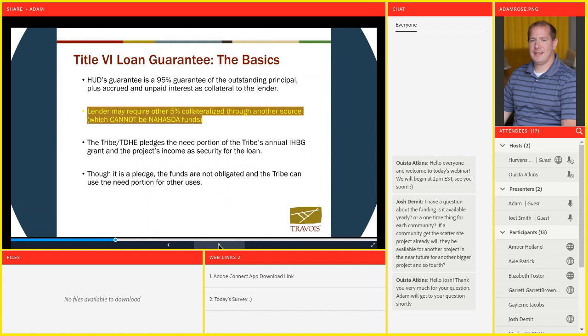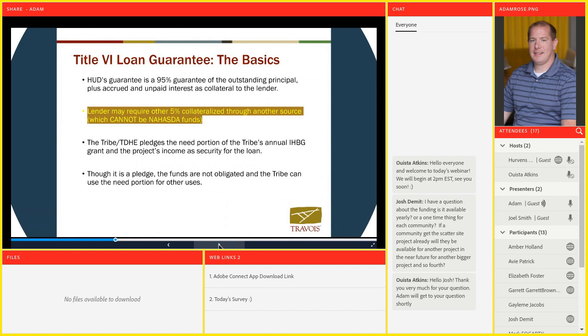Exactly. My point is that if every tribe went to try to get a guarantee, we could potentially bump up against how much credit authority HUD ultimately has to make guarantees. But typically, that's not a challenge, as there's enough credit authority out there for tribes to get the guarantees they need.